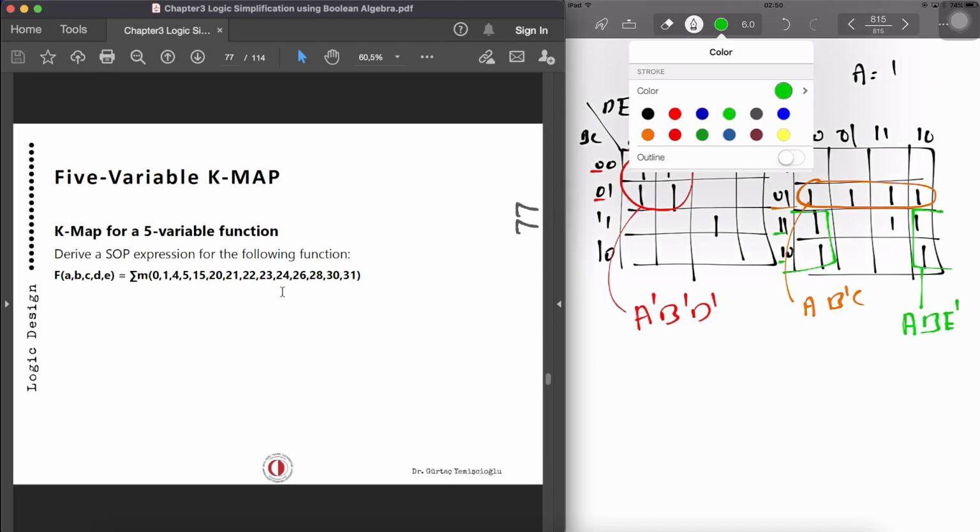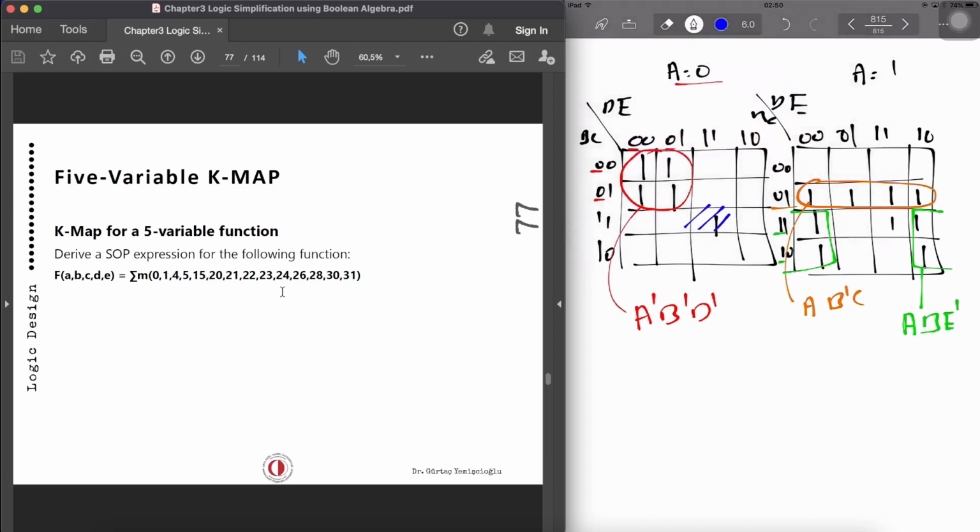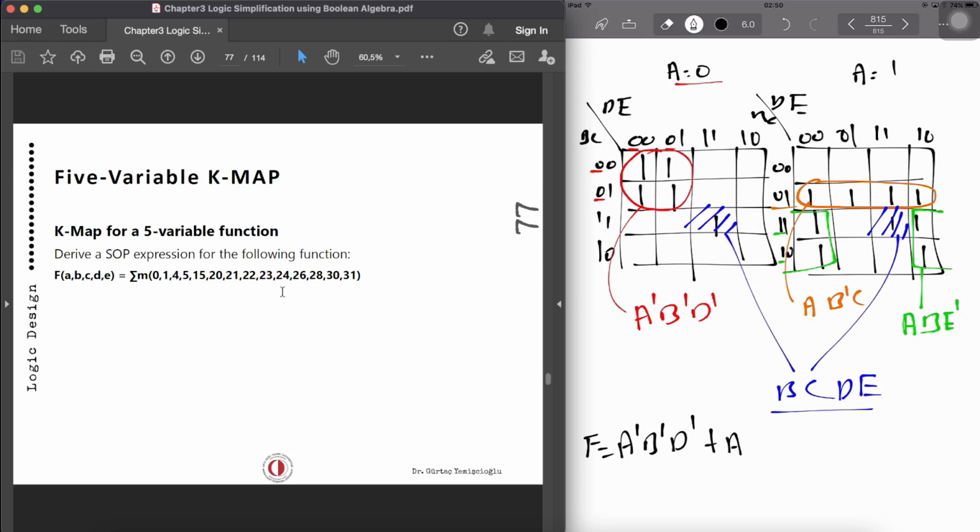Now, this one can be combined with this one, as this is the only adjacent pair. So this is going to give us A is changing, B, C, D, and E, where this position is. So F can be written all together as A prime B prime D prime, or A B prime C, or A B E prime, or B C D E.